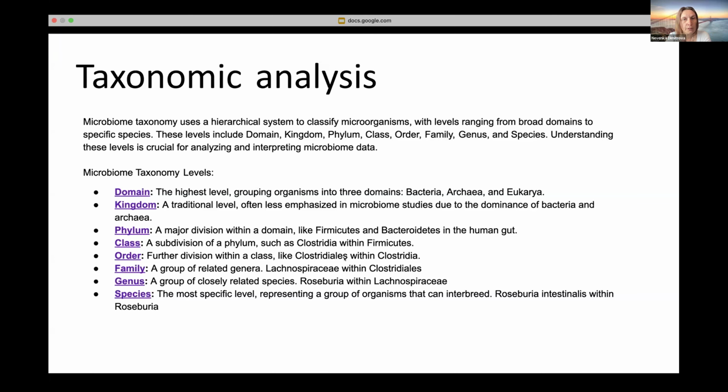And then order is Clostridiales within Clostridia. And then family, which is related to genus or in plural genera, like Lachnospiraceae within Clostridiales. And then genus level, this is where mostly we're going to live in, these two levels. So Roseburia within Lachnospiraceae, and then the most specific level here, species, groups of organisms that can interbreed, and here is a case, Roseburia intestinalis within Roseburia.